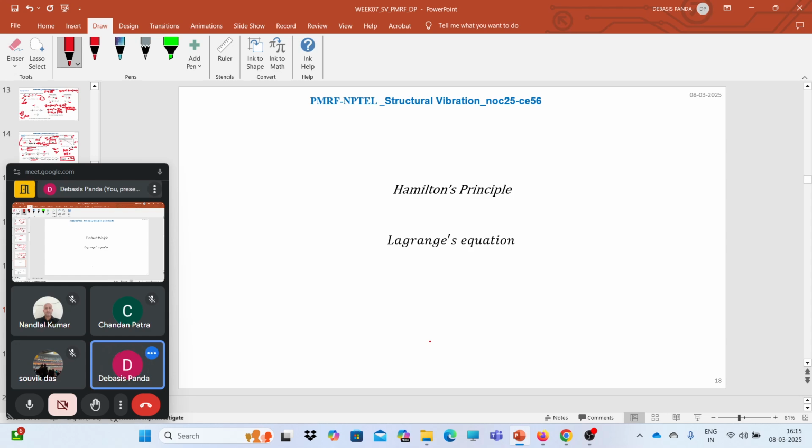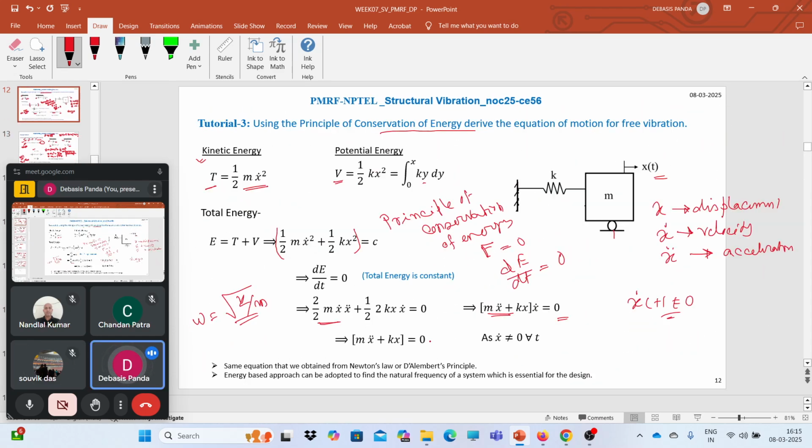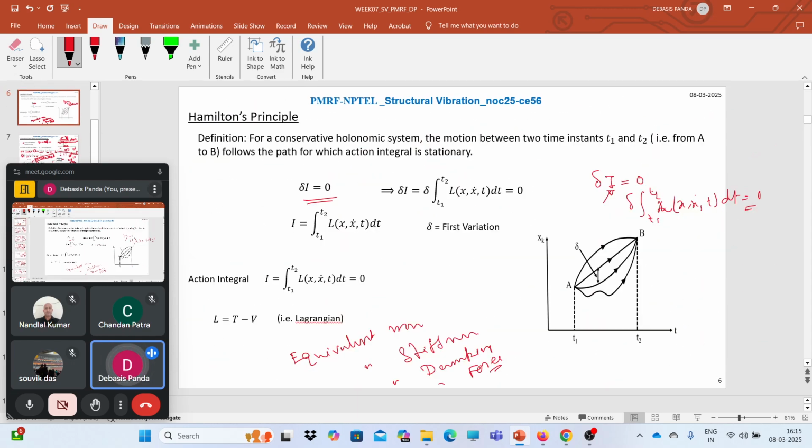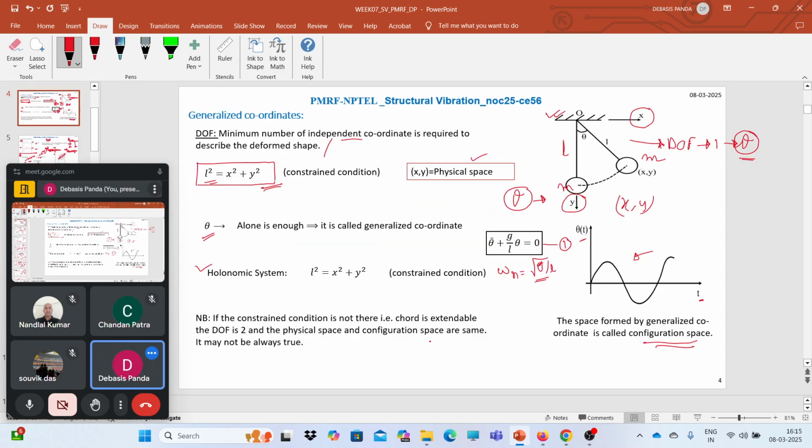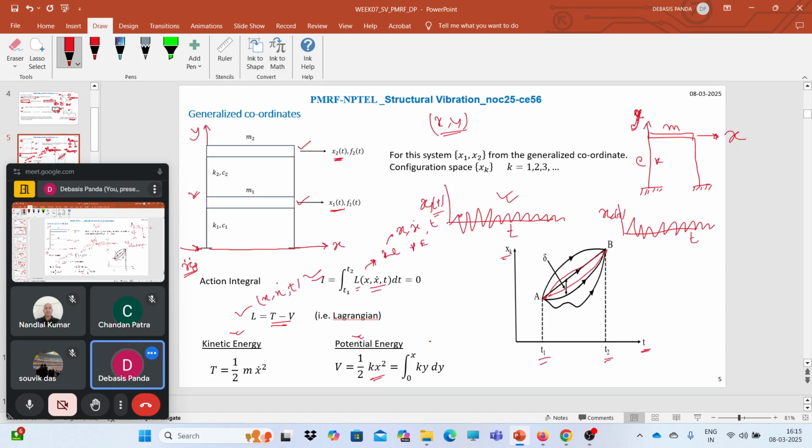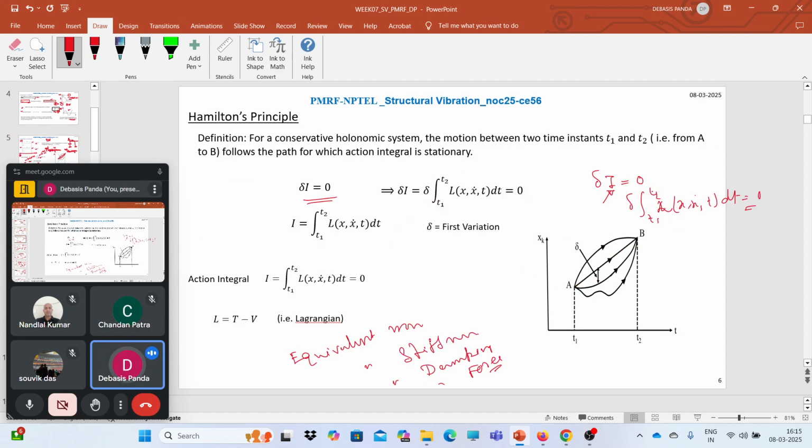Okay then. So till now what we have done, just to quickly recapitulate, and then we will move to how we can get the Lagrangian equation from the Hamiltonian principle. First, we have seen the concept of the generalized coordinate system, the physical space, the configuration space, different constraint conditions, and then we moved to the Hamiltonian principle, where as per the Hamiltonian principle, the first variation is zero.